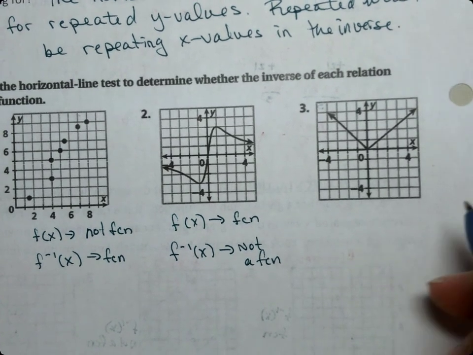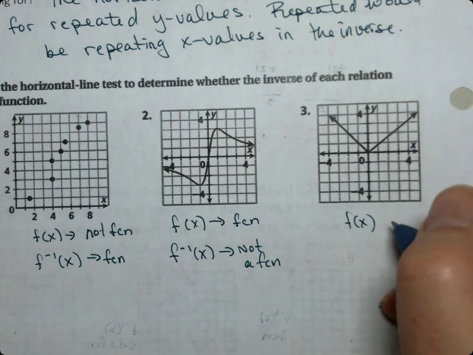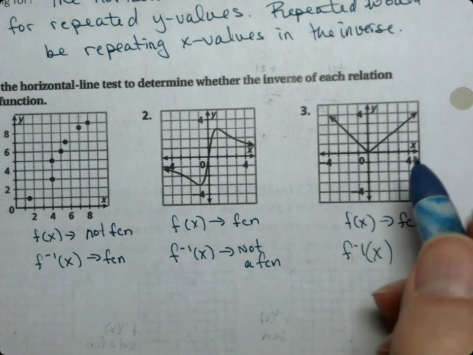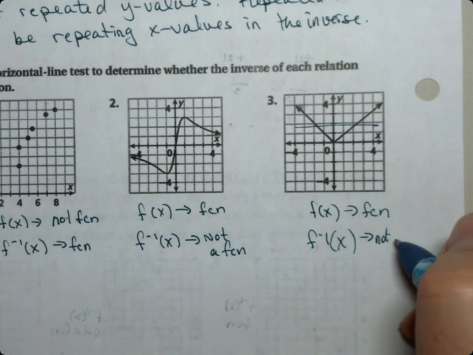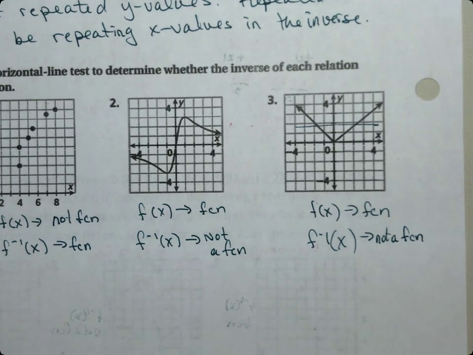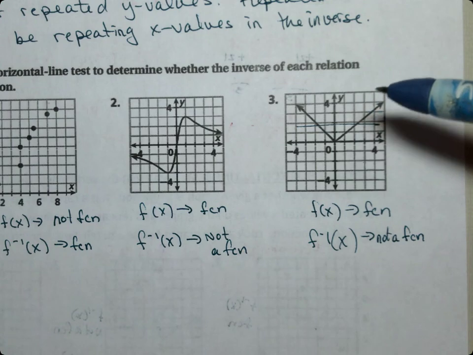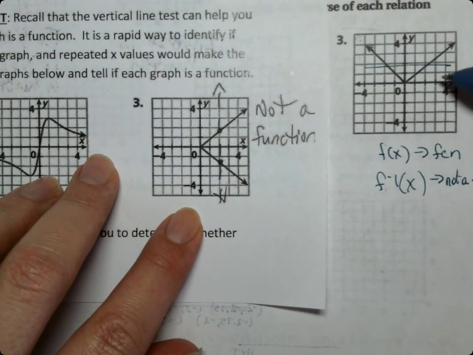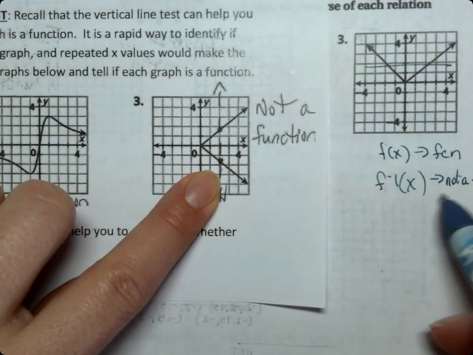Okay, now the last one to change. Is the original a function? How do I know? It passes the vertical line test. Is its inverse a function? No, because it does what? Fails what? Yes. So, one more time. A vertical line test tests the graph you're looking at. Instead of flipping the graph, we flip the test. So here is a perfect example. The original graph is a function, and if I flip this graph, this is its inverse. This is not a function, and that's why its inverse is not a function.